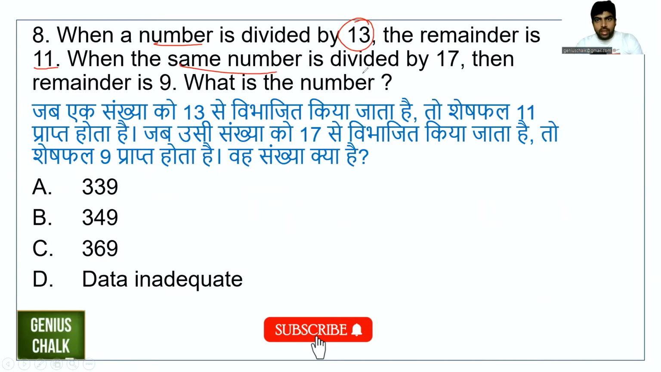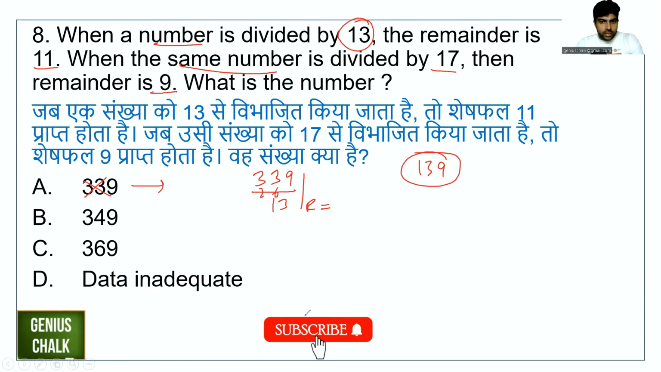When the same number is divided by 17, the remainder is 9. This question is best solved by using the options. Pick up the first option, 339. If you divide 339 by 13, are you left with the remainder 11? Check. 13 2s are 26. Now what is left? It is 139. No, the remainder is not 11. So this is incorrect.